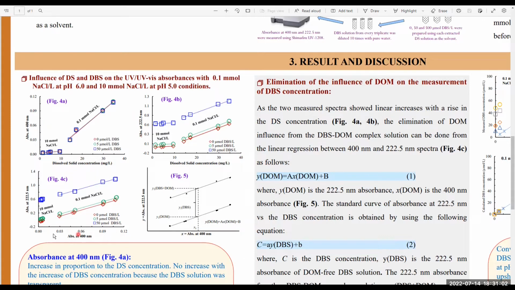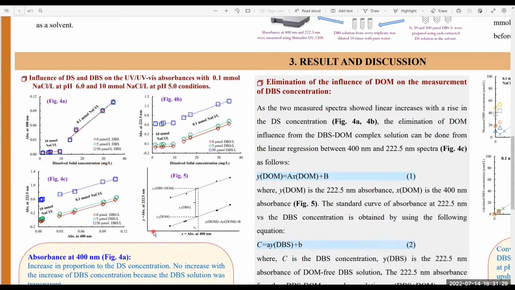On the x-axis, this is the 400 nanometer absorbance, and on the y-axis there is the UV 2 to 2.5 nanometer absorbance. And from this relationship, we get a very straightforward and strongly positive regression relation. They are well correlated with each other. And that's how we can propose a regression model like figure 5.